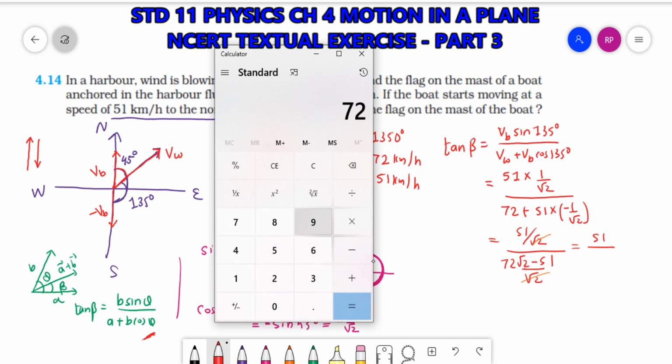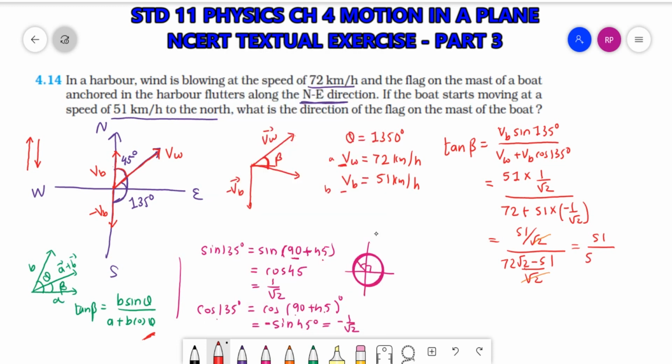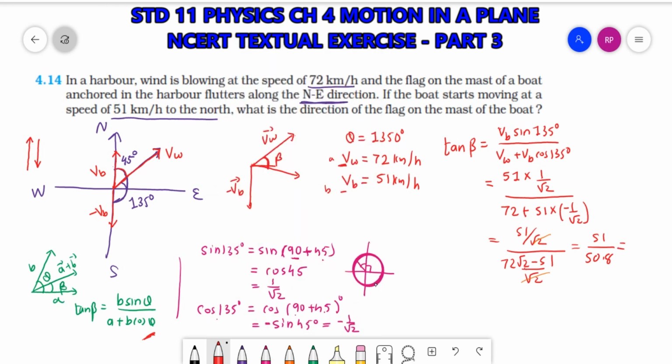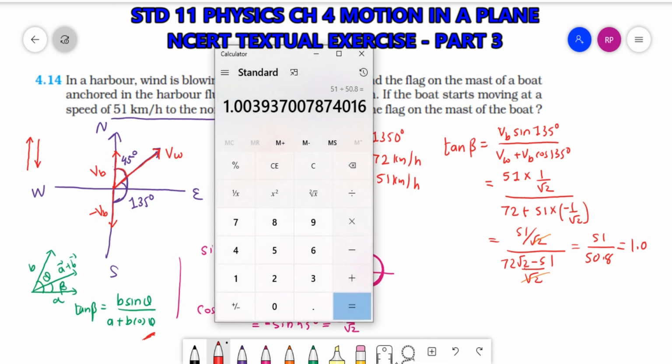So 72 into root 2, that is 1.414. We are taking it minus 51. So this will be equal to 50.808, 50.8. So 51 divided by 50.8, we will get 1.0039.